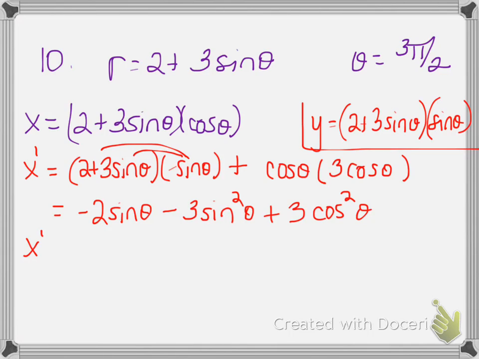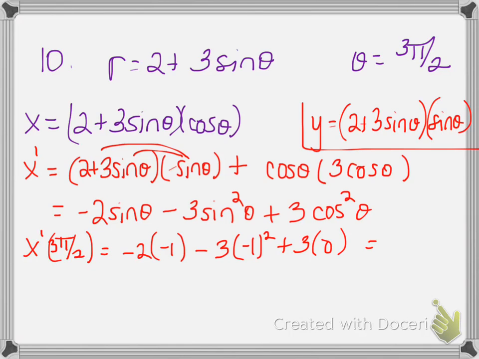Go ahead and plug in your 3 pi over 2. Sine of 3 pi over 2, well, that's 0, negative 1, so that's negative 1. So we'd have negative 2 times negative 1. And then it's going to be negative 1 squared, and then the cosine is 0. So you get negative 1 for the x coordinate of the derivative.